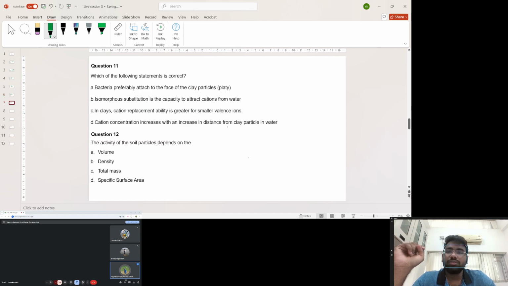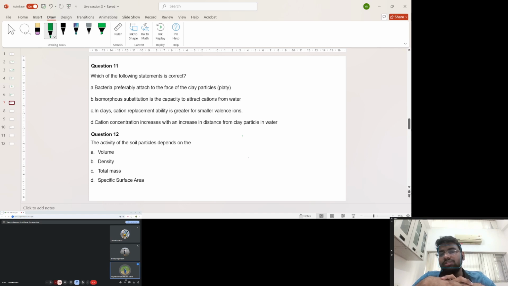Now moving to the next question. Which of the following statements is correct? Bacteria preferably attached to the face of clay particle. Isomorphous substitution is the capacity to attract cations from water. In clays, cation replacement ability is greater for smaller valence ions. Cation concentration increases with an increase in distance from clay particle in water. You have to pick the correct statement.